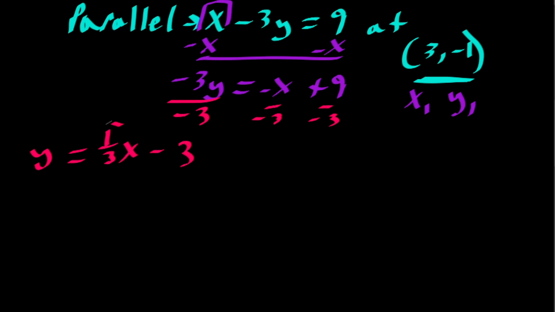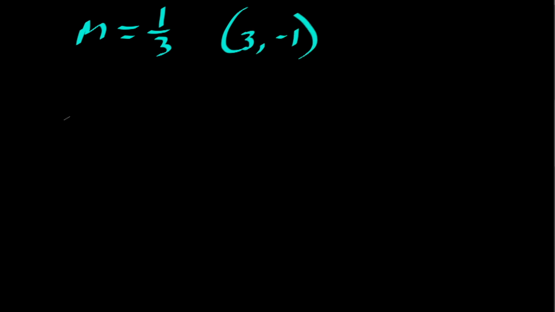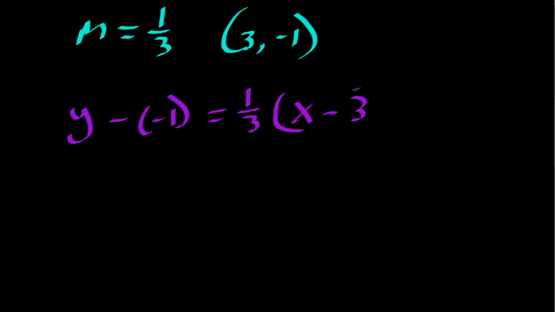So now we do know our slope. Our slope is 1/3, and our point is x1, y1, or 3, negative 1. Now we can say y minus y1, which is negative 1, equals m, but instead of m, we write 1/3, times x minus x1, which is 3.